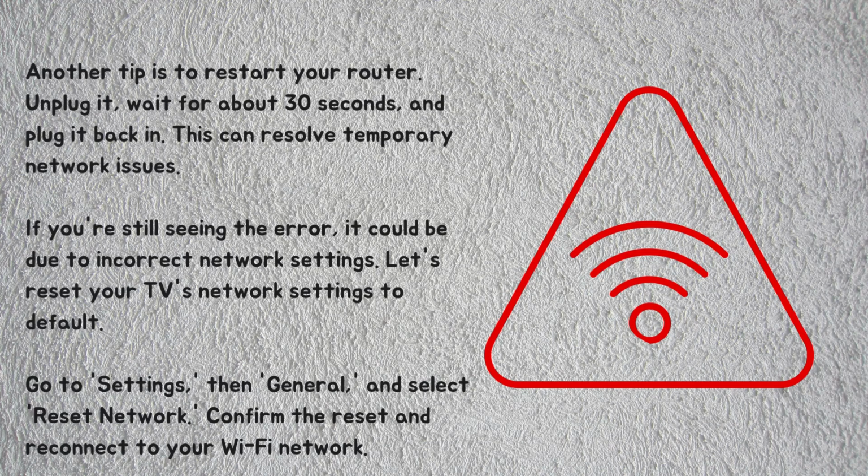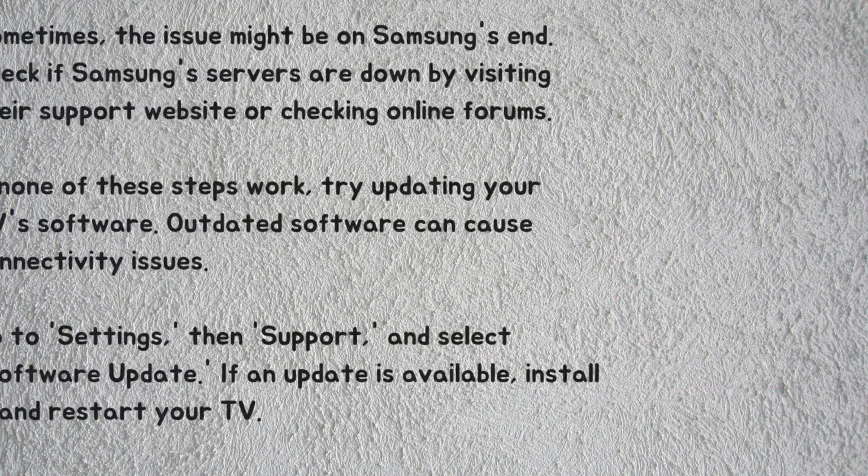If you're still seeing the error, it could be due to incorrect network settings. Let's reset your TV's network settings to default. Go to Settings, then General, and select Reset Network. Confirm the reset and reconnect to your Wi-Fi network.